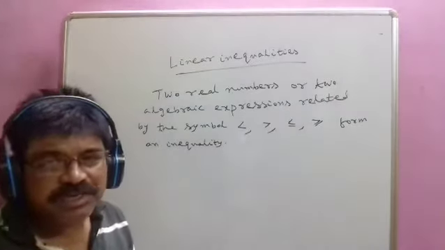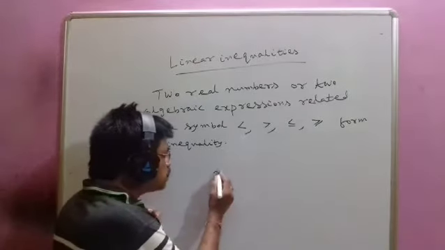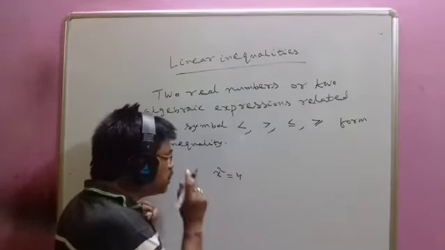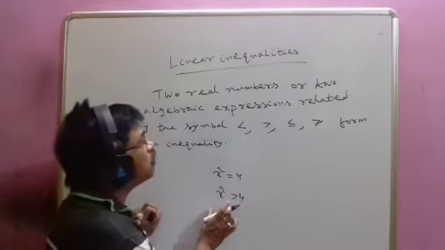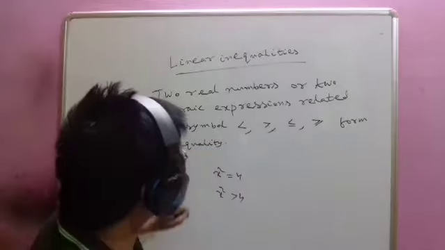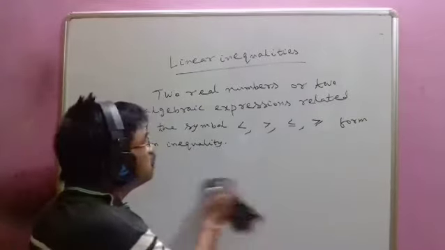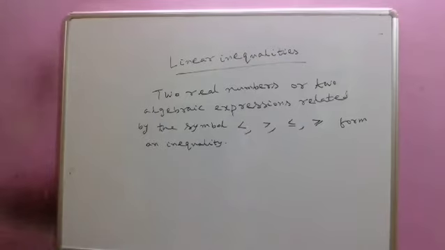Equation means the symbol is equal to. Suppose I tell you x square is equal to 4. This is an equation. But you can say x square greater than 4. This is an inequation, or you can say inequality. A linear inequality means the expression is in first degree. If the expression is second degree, that is called quadratic inequality.